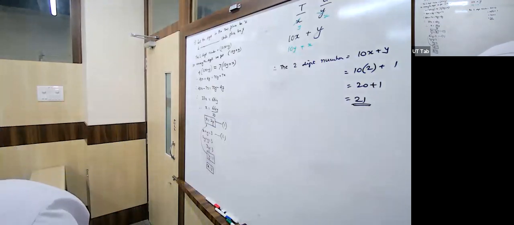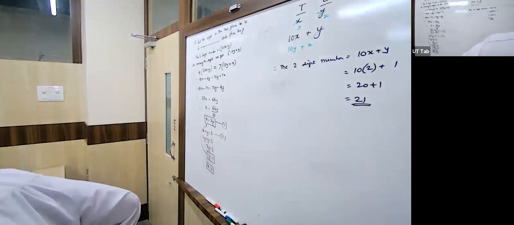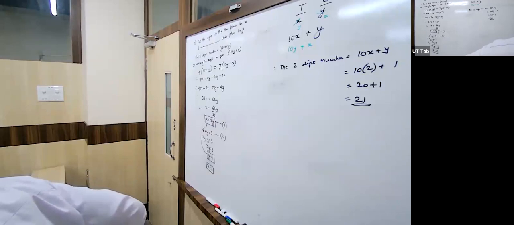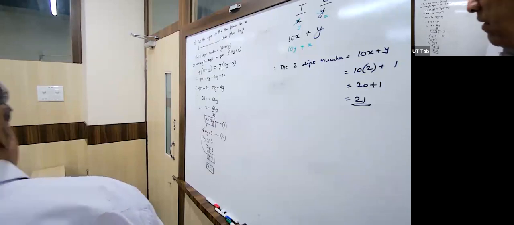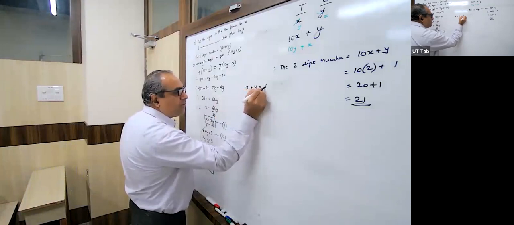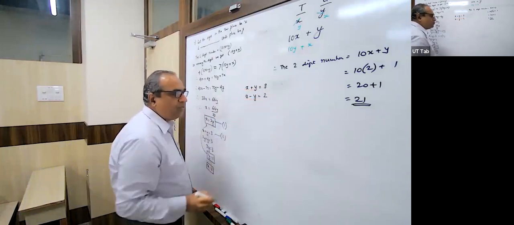Elimination of a variable from both the equations. So now we can eliminate only that variable whose coefficients are same in both the equations. If they are not same, we'll try to make them same. For example, if I give you a question like this: x plus y is equal to 8, x minus y is equal to 2.